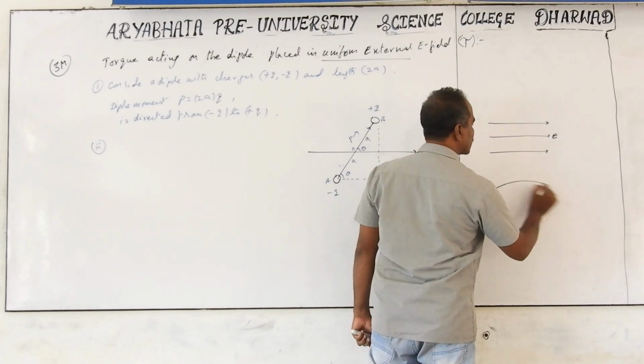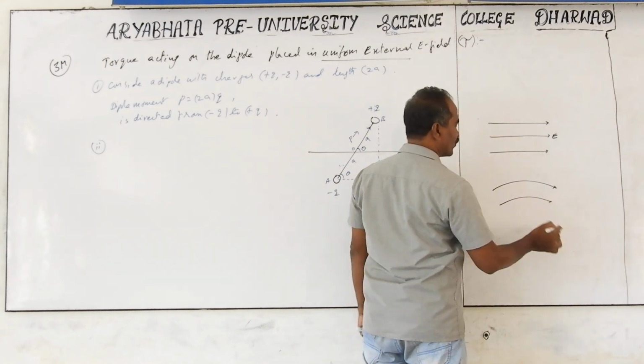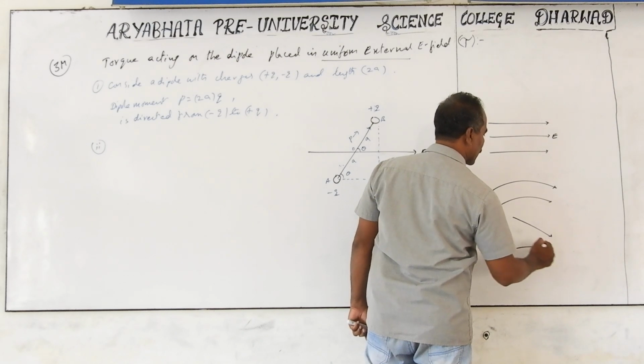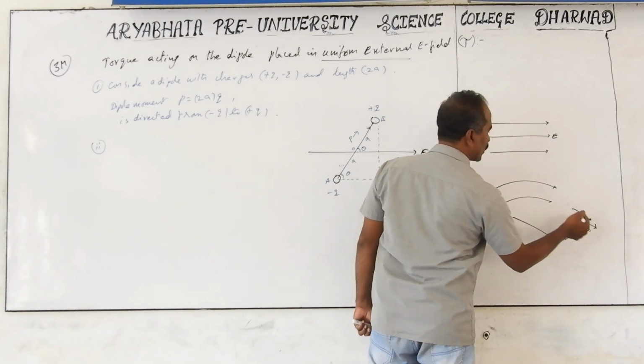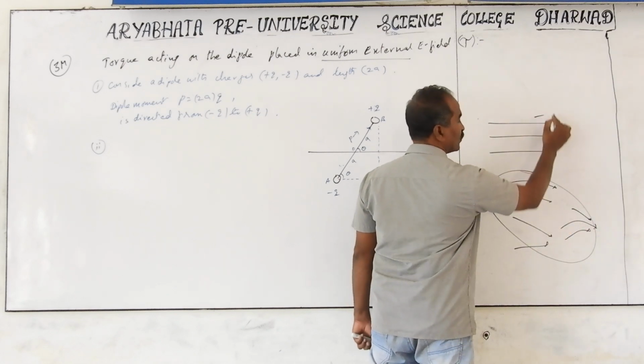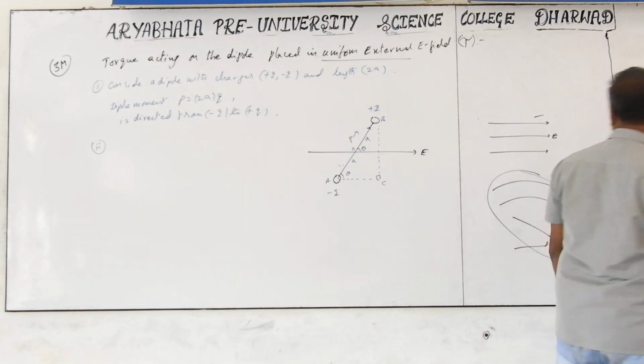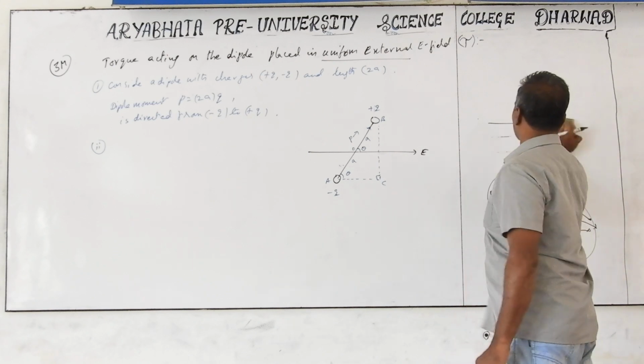If you take curved lines, or unequal spacing, then this is going to be a non-uniform field. These are all non-uniform fields. This is a uniform field, and we are taking the case of derivation for a uniform field only.